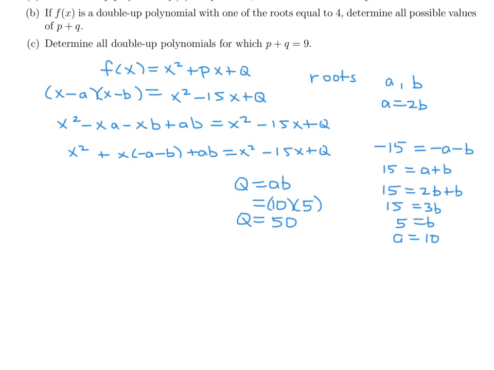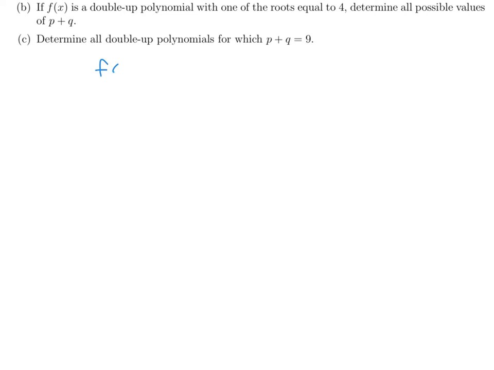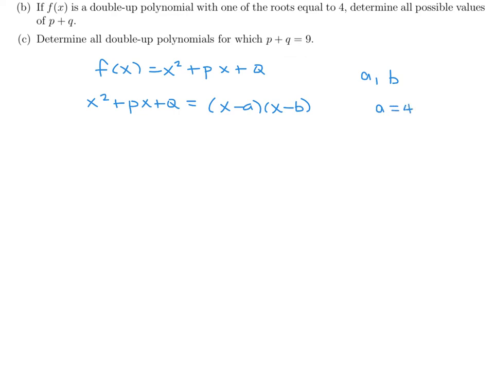Part B says, if f at x is a double-up polynomial with one of the roots equal to 4, determine all possible values of p plus q. F at x, if you recall, is x squared plus px plus q. And again, I'll just use the same roots in terms of my variables a and b. So that means x squared plus px plus q is equal to x minus a times x minus b. Okay, well, they told me that one of the roots is equal to 4. So I'll just say a is equal to 4. So that means this becomes x minus 4.